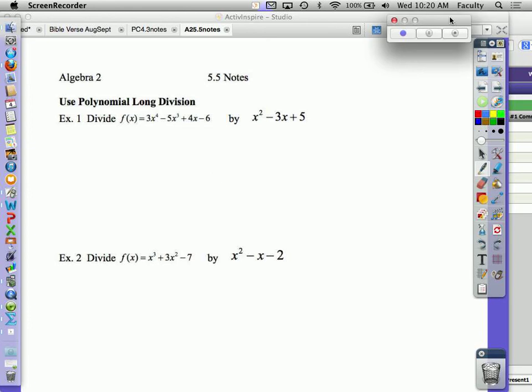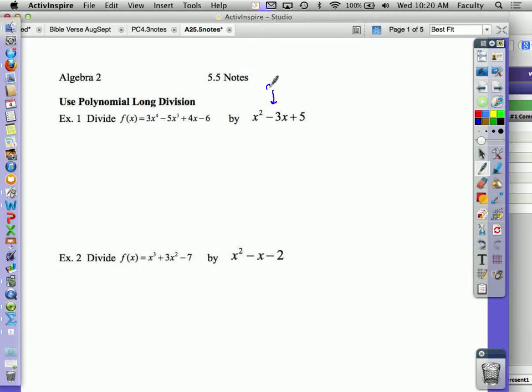Okay, so here we go. We're going to do polynomial long division. So the first thing I need to do is identify some vocabulary. Okay, the divisor is what you're dividing by. What's getting divided is called the dividend.